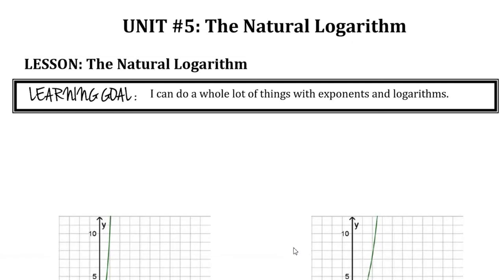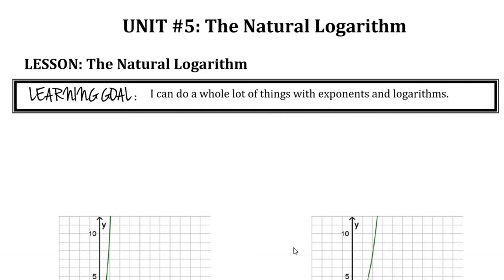All right, we are starting Unit 5, and we are actually in for a bit of a treat today and over the next couple of days. Today, we're taking a step back and not really doing any calculus, like no derivatives or anything like that.